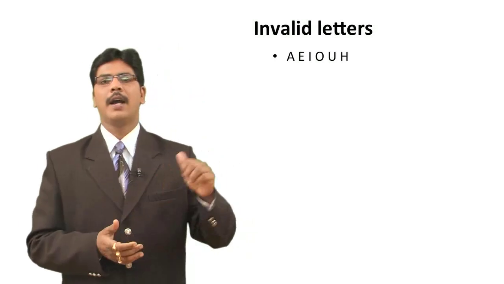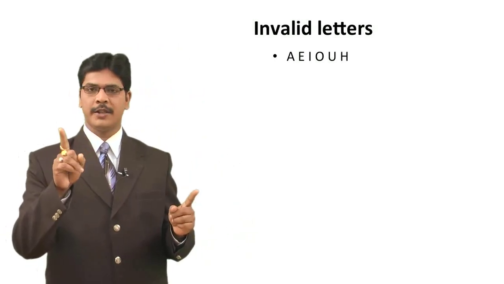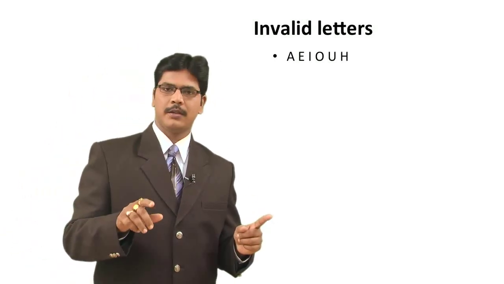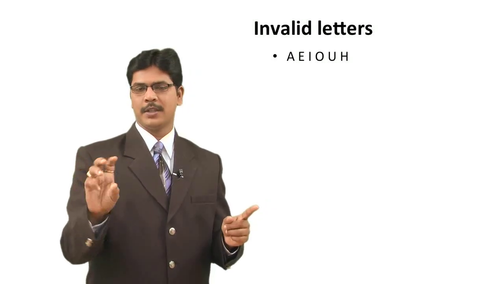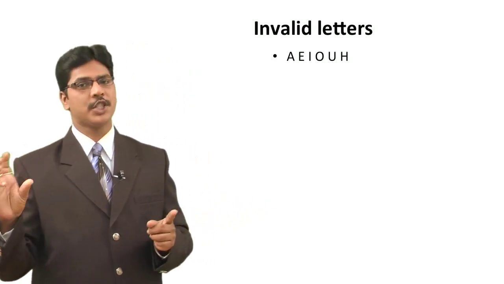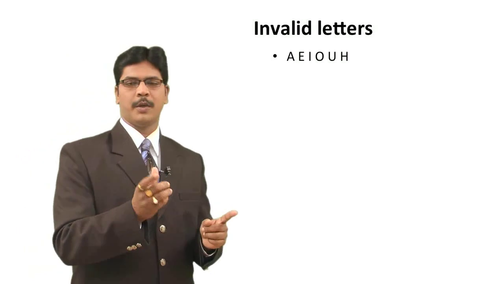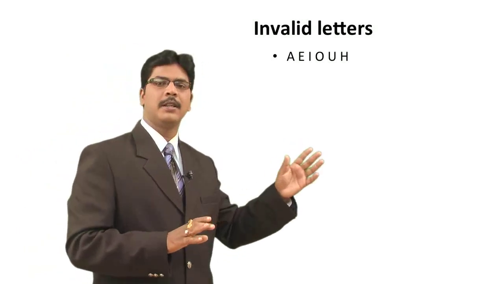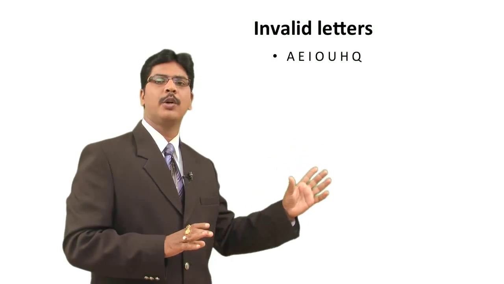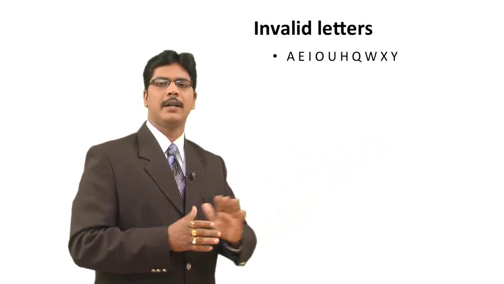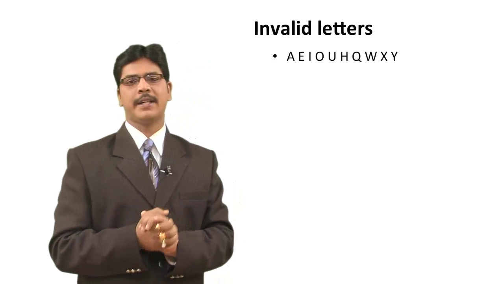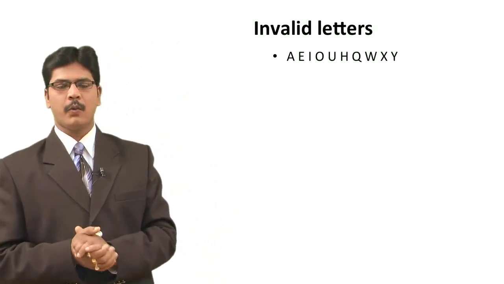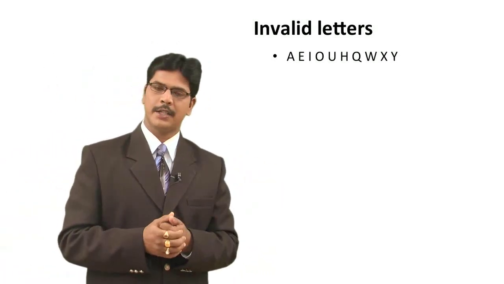And they are H, only H we haven't used anywhere. We use CH, of course, because to say ch in English, there's no special letter to pronounce it. So we use CH, but we haven't applied only H anywhere. So apart from vowels, letters like H, Q, W, X, Y are also invalid letters in our system. Why the other consonants are invalid, let me tell you.